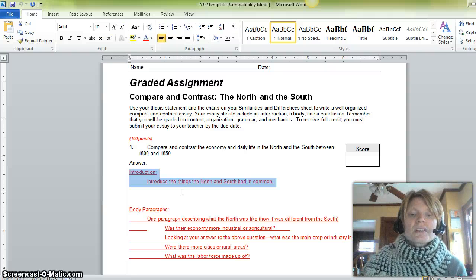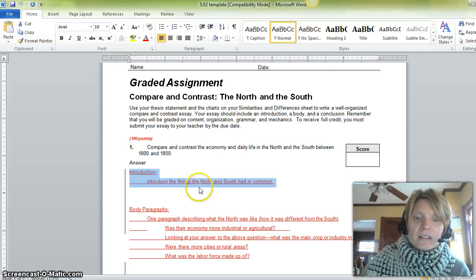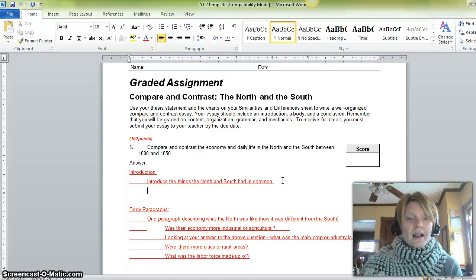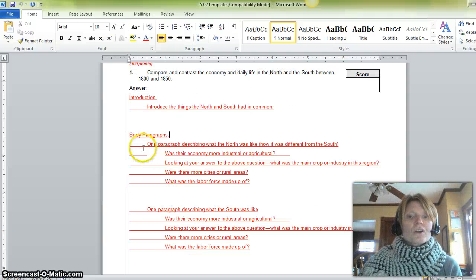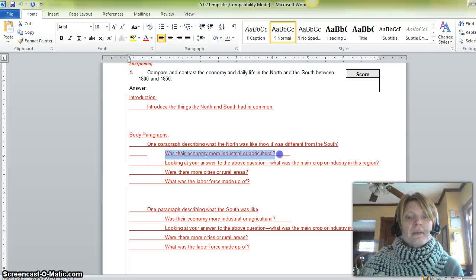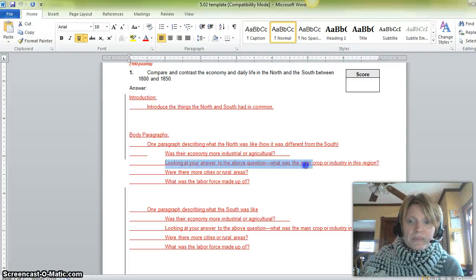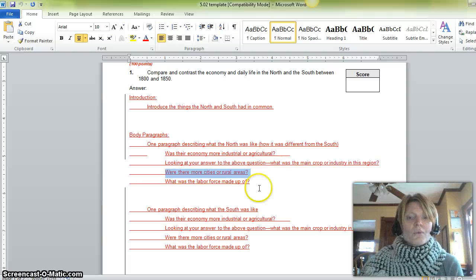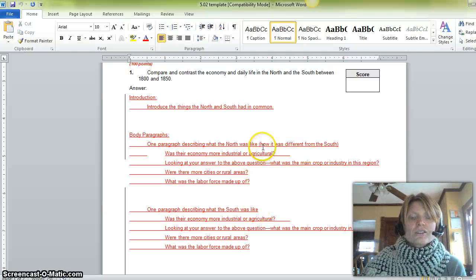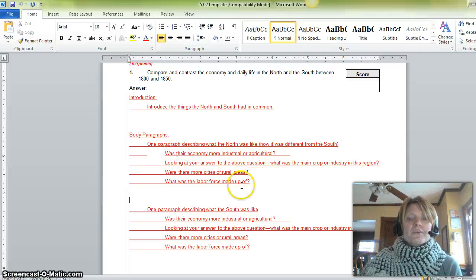In the beginning, you could introduce the similarities, the comparisons, the things they had in common. What were some of the things that both the North and the South had in common? And then your body paragraphs could be describing the differences. You could start with the North. What were the things in the North like? Was your economy more industrial or agricultural? Looking at your answer to the above question, what was the main crops or industry in that region in the North? Were there more cities in the North or more rural? What was the labor force made up of? And you could talk about what it was like in the North and how it was different.